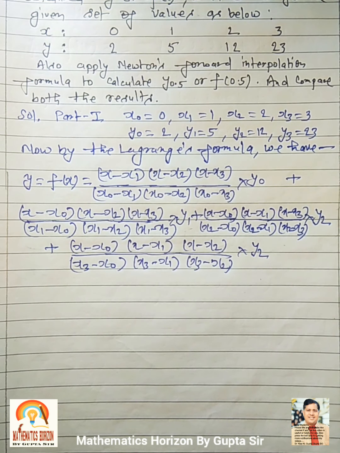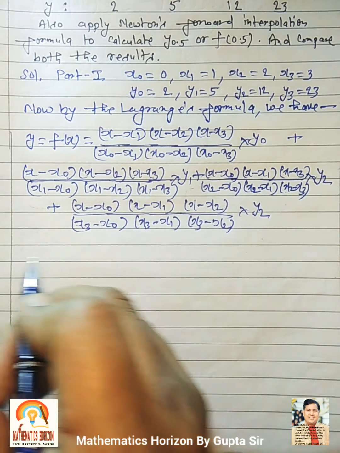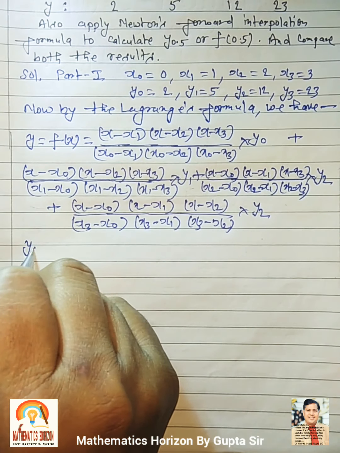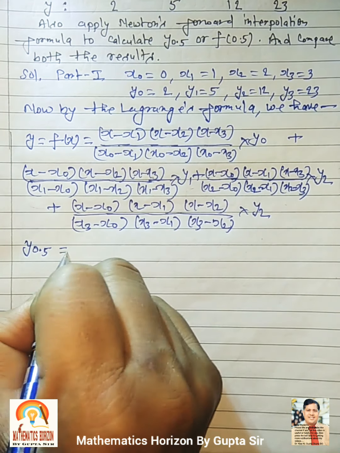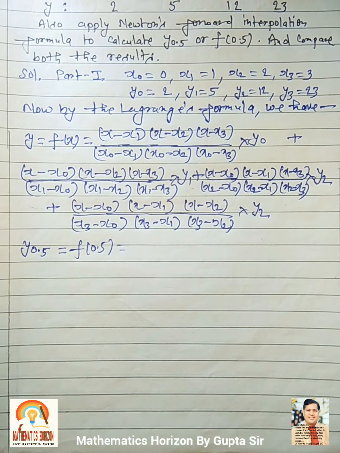Okay, here Lagrange's interpolation formula is applicable for unequal interval as well as for equal interval. Okay, that is, now we have to find out y(0.5) or f(0.5). Now we substitute all these values.